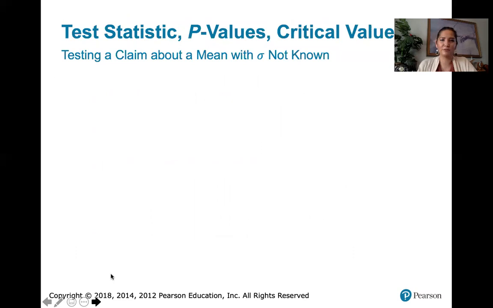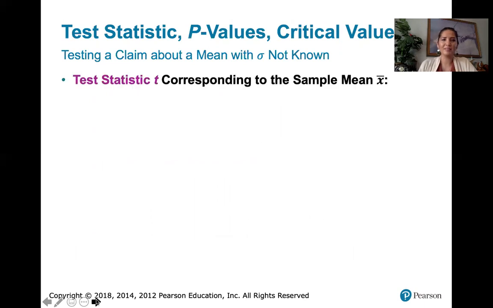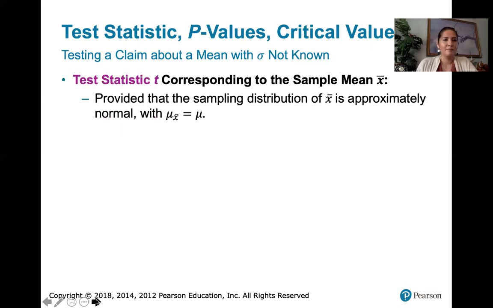Okay, so I just wanted to review on this slide the test statistic, p-values, and critical values that we use whenever we're testing a claim about a mean when the population standard deviation is not known. Here we're using the test statistic t, and remember this is a t-score that corresponds to a sample mean x bar. We're doing this provided that the sampling distribution of x bar is approximately normal, and the mean of the sample means is equal to the population mean that we're assuming in the null hypothesis.